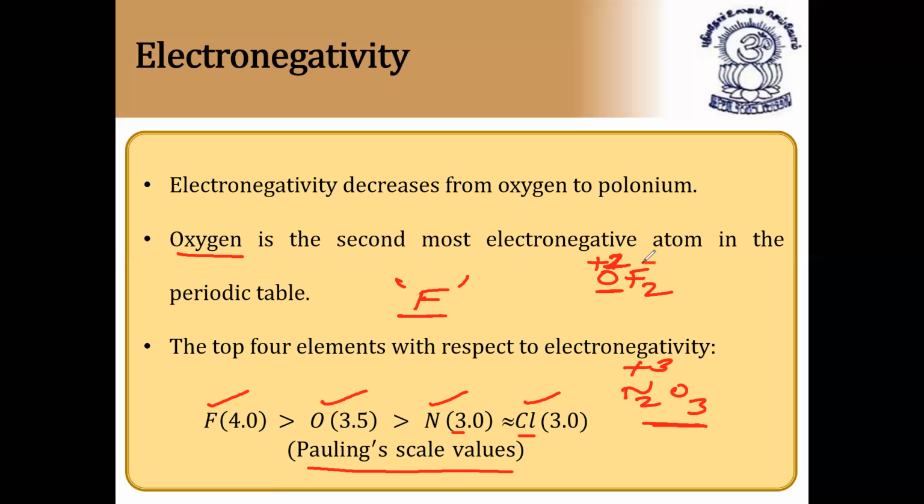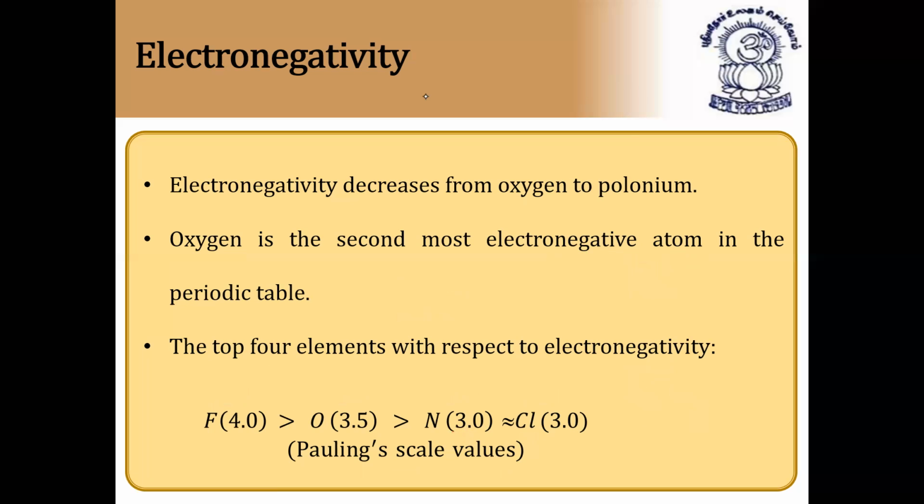The oxidation state of fluorine is always minus 1. So fluorine is more electronegative than oxygen. So that's why oxygen will attain a positive oxidation state. So the top four elements with respect to electronegativity are fluorine, oxygen, nitrogen, and chlorine. I hope it is clear. Next. So within this group, the electronegativity decreases from oxygen to polonium.